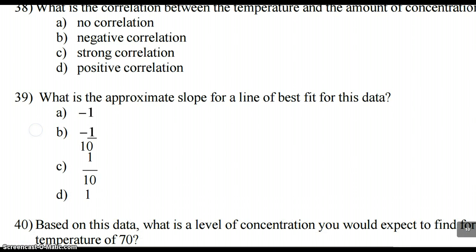That would be a negative correlation. Anyway, 39, what is the approximate slope? Also with that, it would slope downward. You'd see a negative slope from left to right. So anyway, 39, what is the approximate slope for a line of best fit for this data?